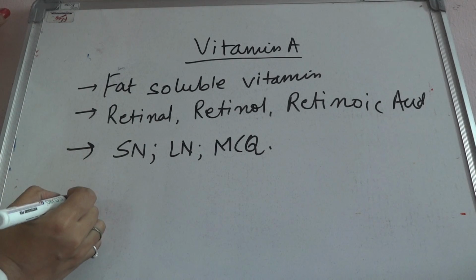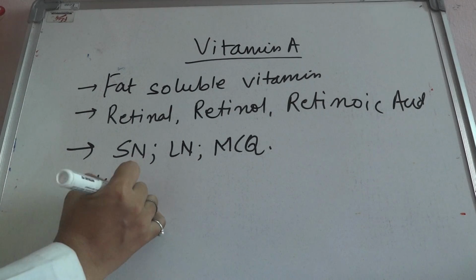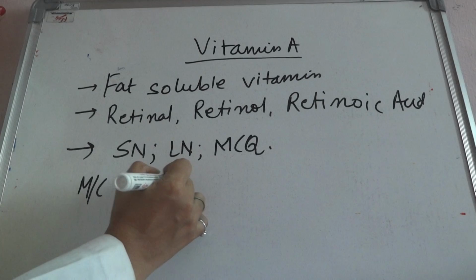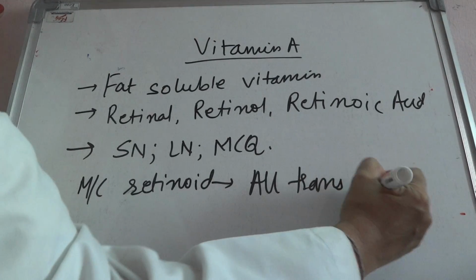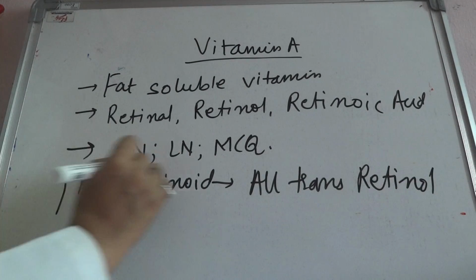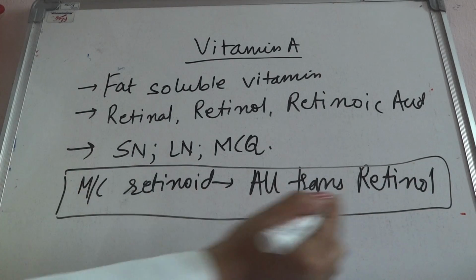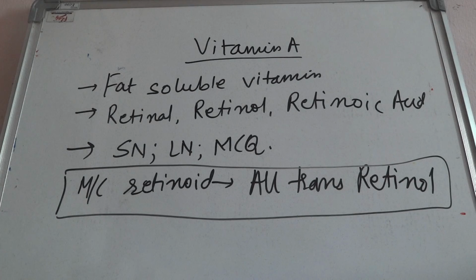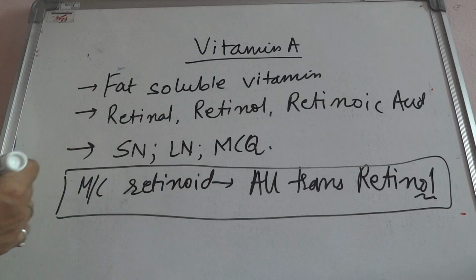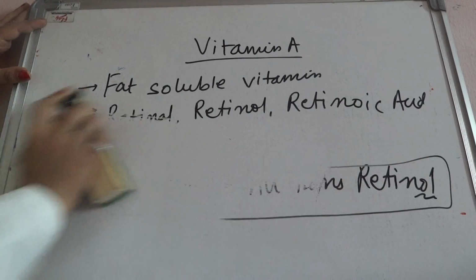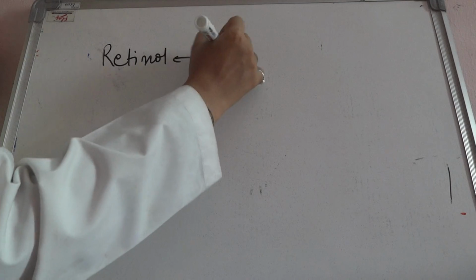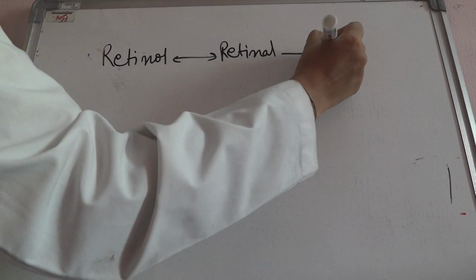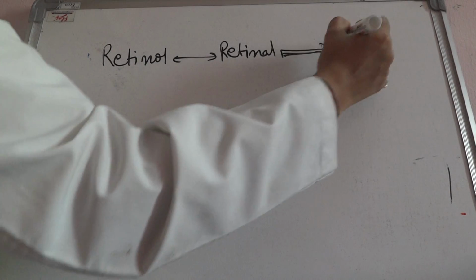Vitamin A, the most active retinoid is all trans retinol. So the most active retinoid is all trans retinol. Now how the different forms of vitamin A or the retinoic acid are formed. We'll see that retinol has a reversible reaction to form retinal, but it is an irreversible reaction to form retinoic acid.